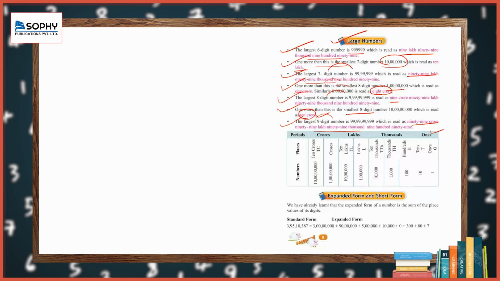Now here are the periods. Here are the ones, tens, hundreds. Here are the thousands and 10,000. Here are the lakhs and 10 lakh. Here are the crores and 10 crores. And these are our periods.